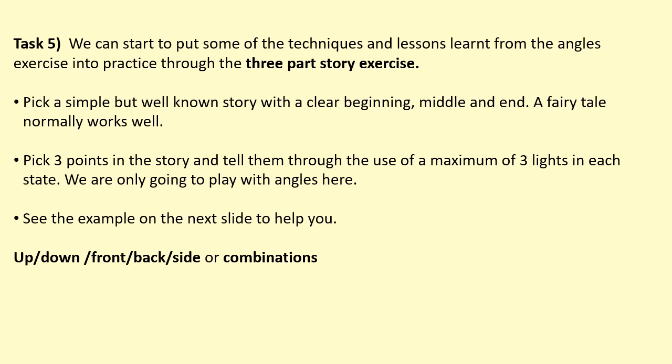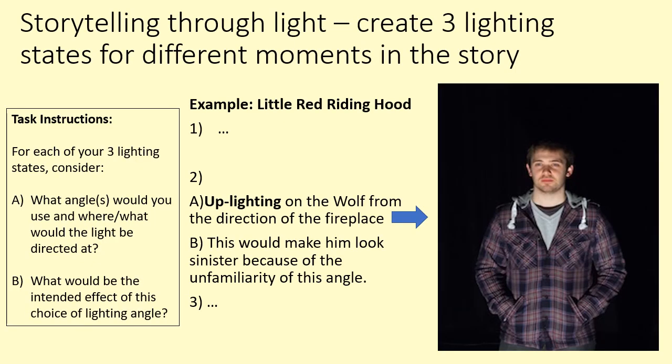Okay, so task 5. This is a 3-part story exercise. First of all, you've got to pick a simple but well-known story, and then pick 3 points in the story where you're going to make a lighting state. Okay, and I'm going to show you some examples on the next slide to help you. I'll just give you a moment to read through the instructions on this slide.